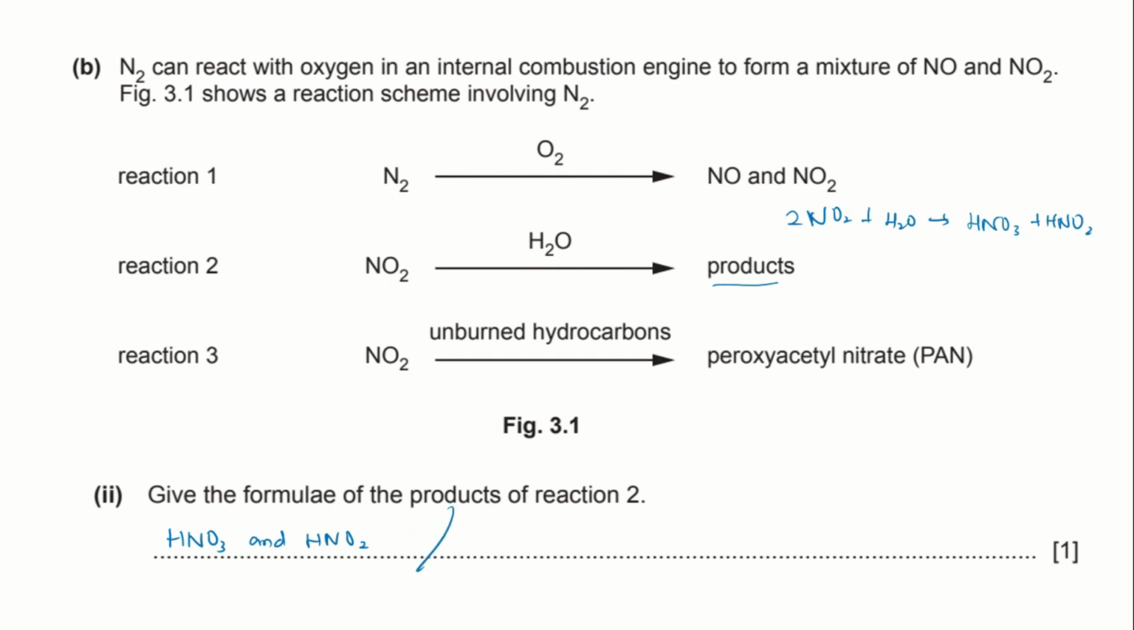Now, there's another answer that can be accepted. If you put 3 nitrogen dioxide to react with H2O, you will be able to get 2 nitric acid and nitrogen monoxide. So the other set of answers will be nitric acid and nitrogen monoxide.